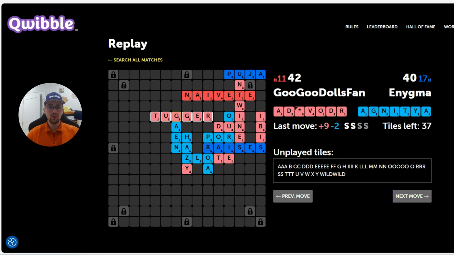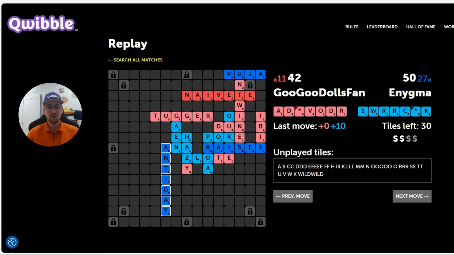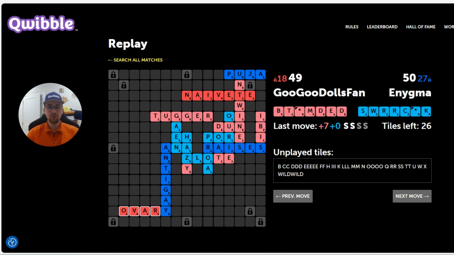Carl bingoed here with antigay and Anna. He doesn't steal any points from me, but he locks in all of those letters, making them impossible for me to steal. And right now, Carl has done a great job because there's really just no way for me to steal any of his letters. And I decided to just dump my V and clean up my rack, playing Ovary to the lock square, trying to minimize the amount of damage Carl can do to my words.